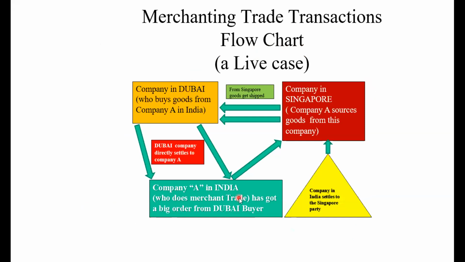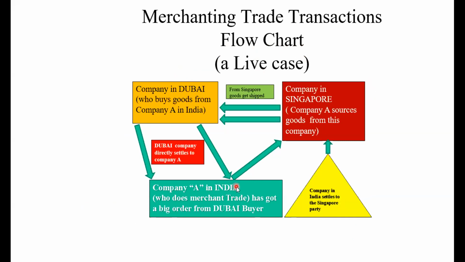Now he has got an order. Now he will give instruction to Singapore. The Singapore man will send the goods directly to Dubai. The Dubai man will send the money to India. Then the Indian man will again settle the money to Singapore secretly. And this is known as merchant trade. Now the question they will ask is, what can be the maximum cycle of this transaction?